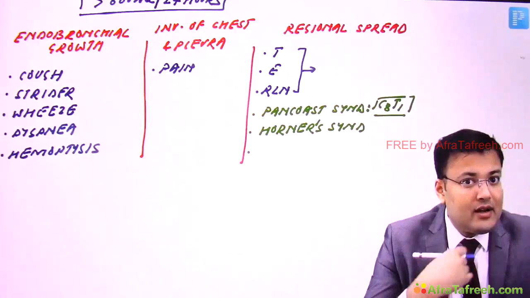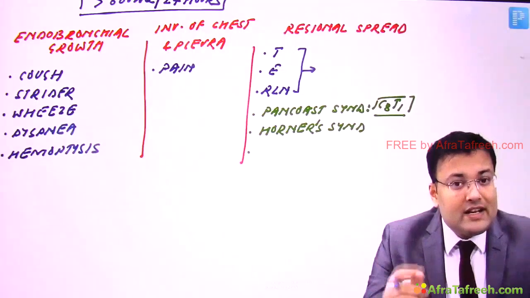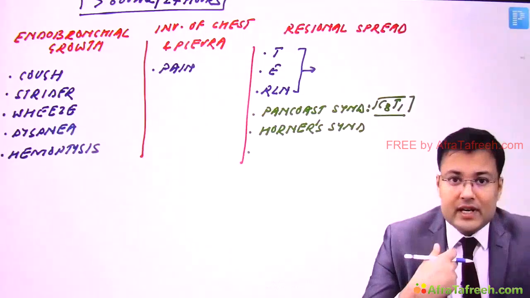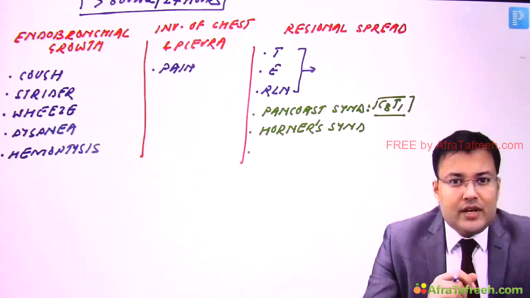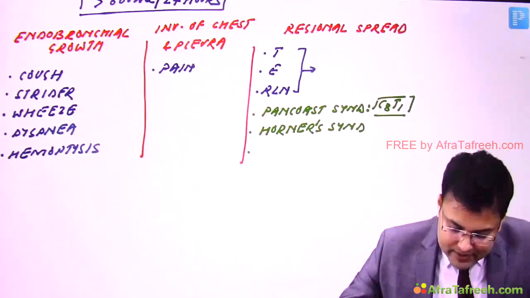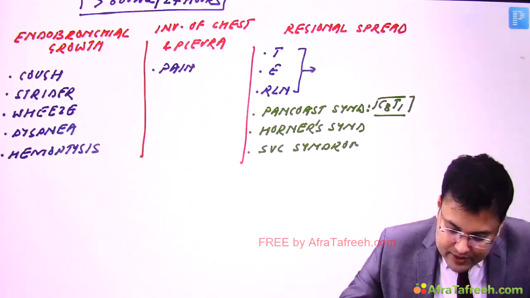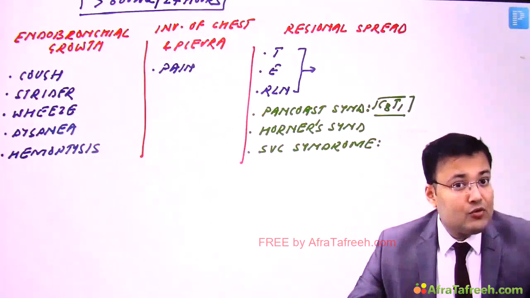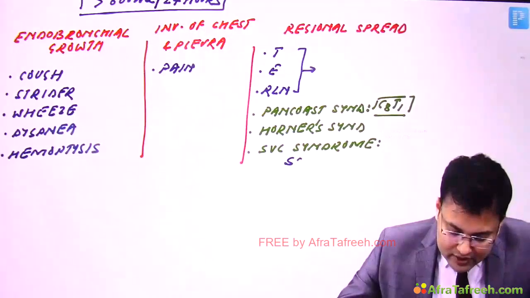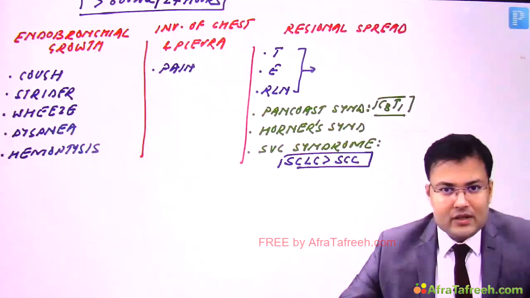Superior vena cava. Some patients who are having squamous cell carcinoma also, since this tumor is also central, it is going to compress superior vena cava. And because of compression or obstruction of superior vena cava, there is superior vena cava syndrome. So these patients have superior vena cava syndrome because of obstruction. Clear? For superior vena cava syndrome, which malignancy is most commonly responsible? Small cell lung cancer followed by squamous cell carcinoma.